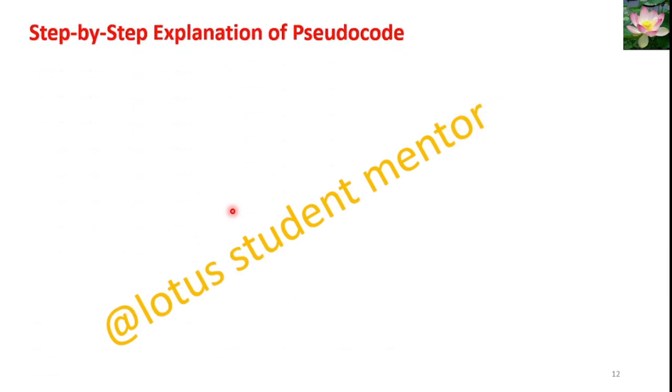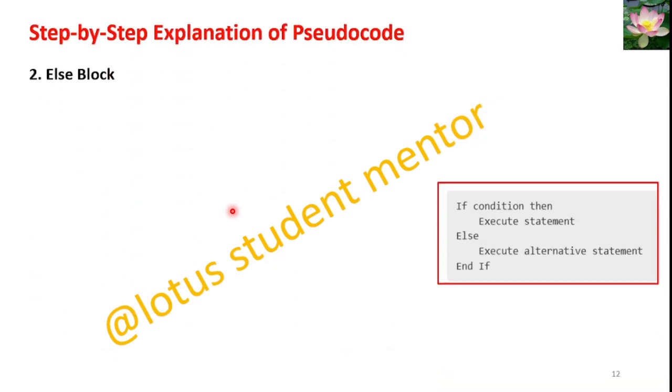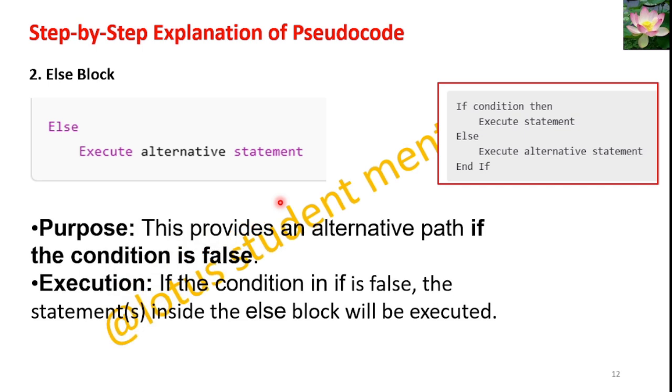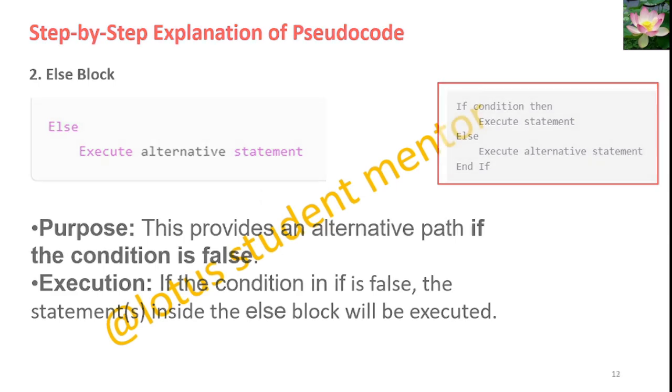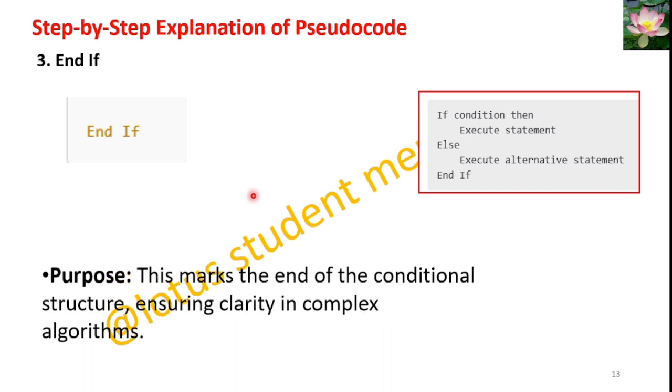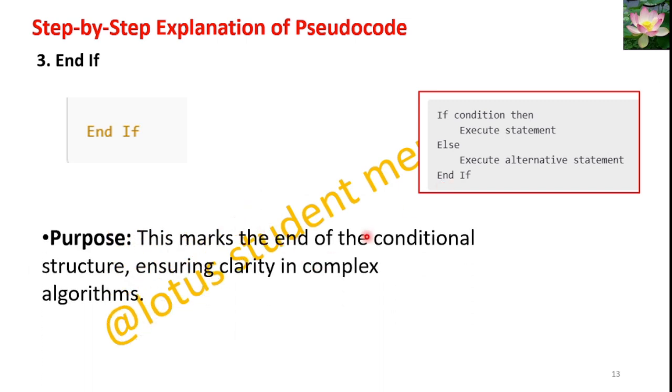Now coming to the second step, what is called the else block? Else, execute alternative statement. If the if condition is false, then it goes to the else block, and under the else block the statement will be executed. Then end if. What is the end if? The purpose of end if is that it marks the end of the conditional structure, ensuring clarity in complex algorithms.